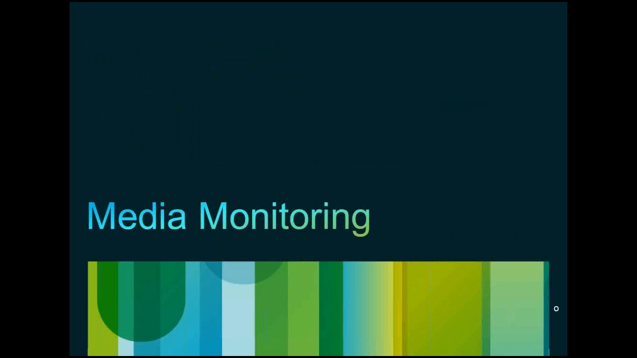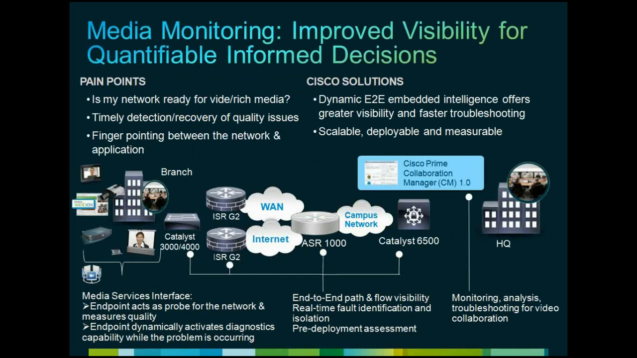Okay. So first of all, I'll give you a little bit of why we're creating media monitoring, what is the problem we're trying to solve, before we actually go into each of the features and how they work. The whole point of media monitoring is really to help you have enhanced visibility into your network so that you can make informed decisions in the network as well, right? The pain points that we hear all the time are, is my network ready for video, or rich media, right? Again, the situation like, can I allow all my employees to use desktop video? What's going to happen to my network?